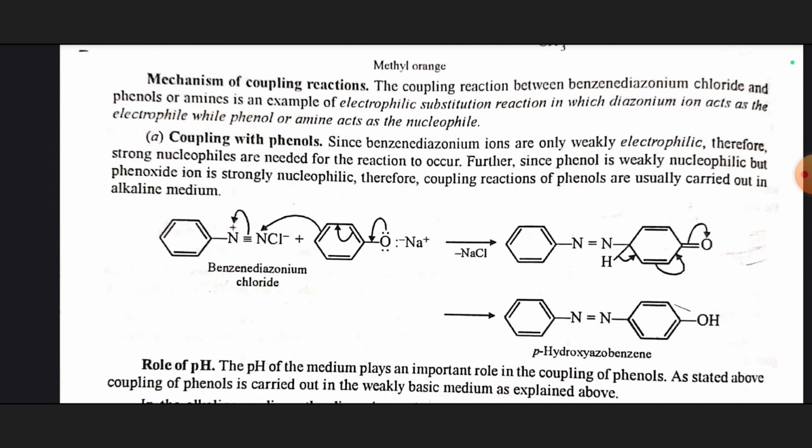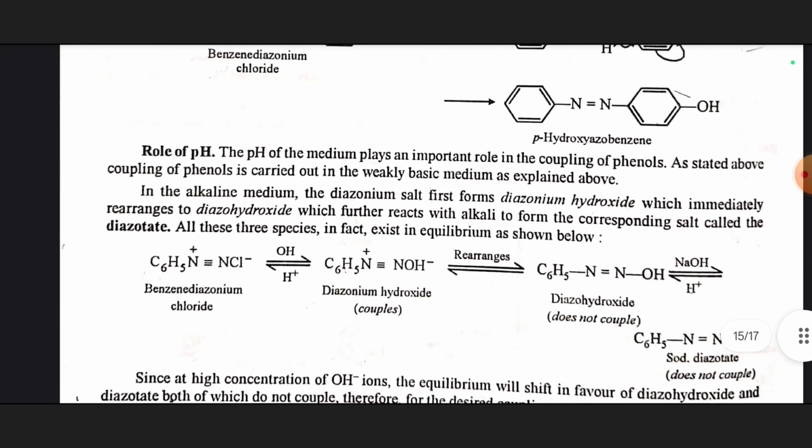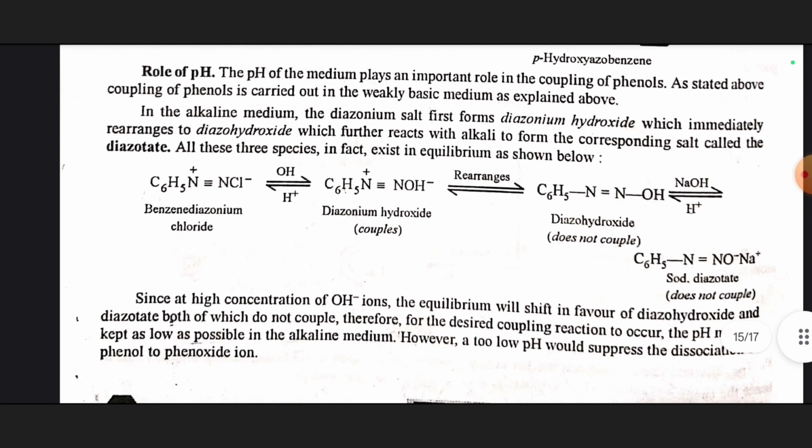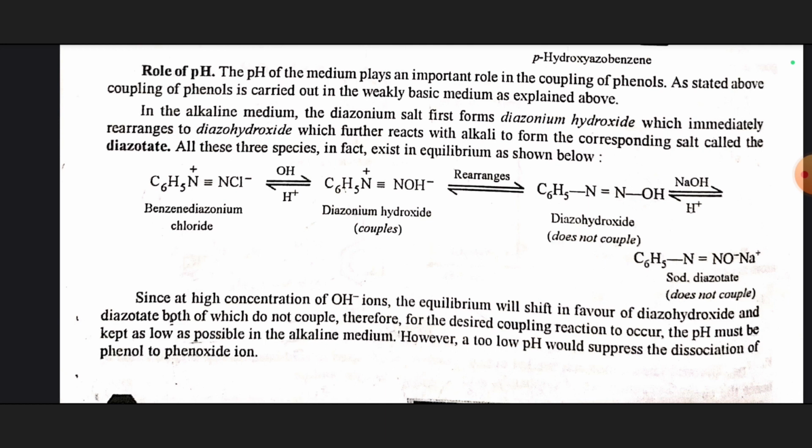A. Coupling with phenols. Since benzene diazonium ions are only weakly electrophilic, therefore strong nucleophiles are needed for the reaction to occur. Further, since phenol is weakly nucleophilic but phenoxide ion is strongly nucleophilic, therefore coupling reactions of phenol are usually carried out in alkaline medium. Role of pH. The pH of the medium plays an important role in the coupling of phenol. As stated above, coupling of phenol is carried out in weakly basic medium.